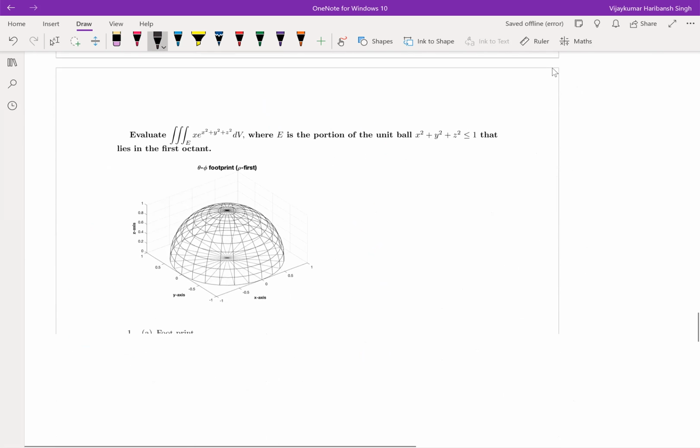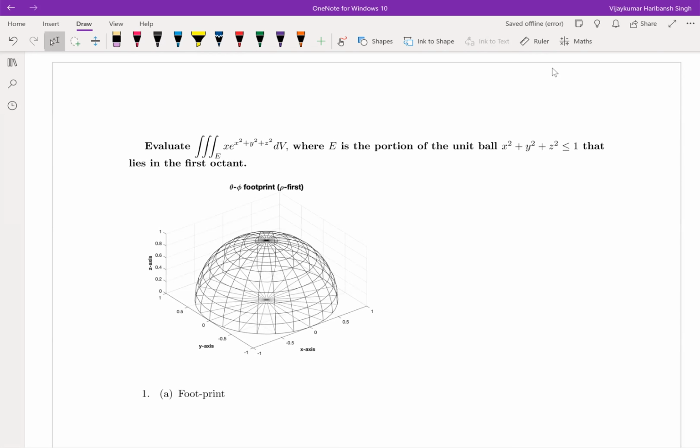Okay. Now let's look at the following. We want to integrate the integral of x e to the power x squared plus y squared plus z squared dV, where E is the portion of the unit ball x squared plus y squared plus z squared less than or equal to 1 that lies in the first octant. So this is the top of the sphere. Let me delete the back part. This is what we are trying to find the volume of, this slice here.